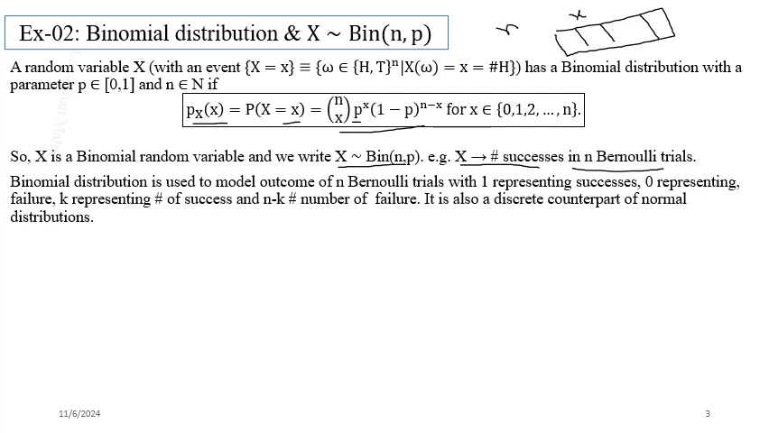And k here, sometimes people call it k, sometimes x. Here I have taken x as the notation. So x represents the number of successes. Then n minus x would be the number of failures. It is also a discrete counterpart of the normal distribution. Later we will see it.